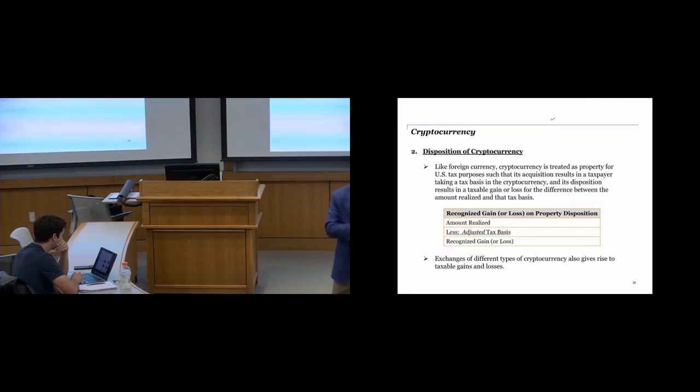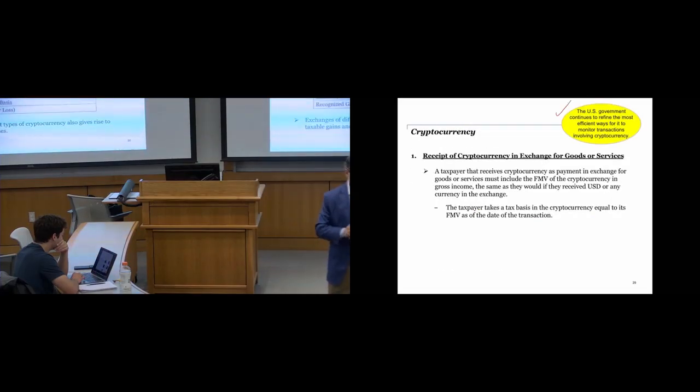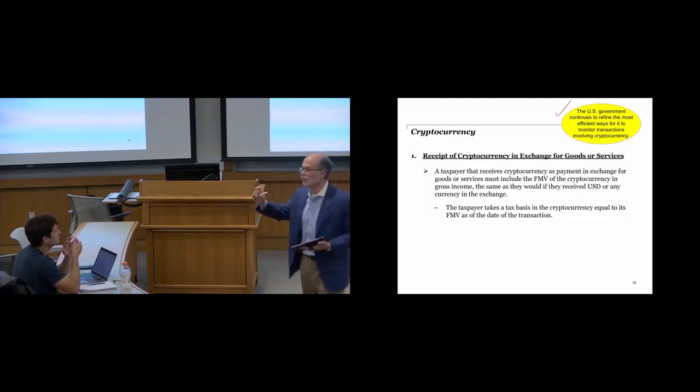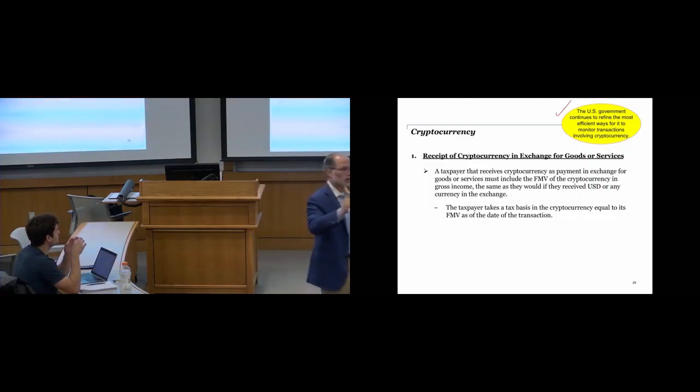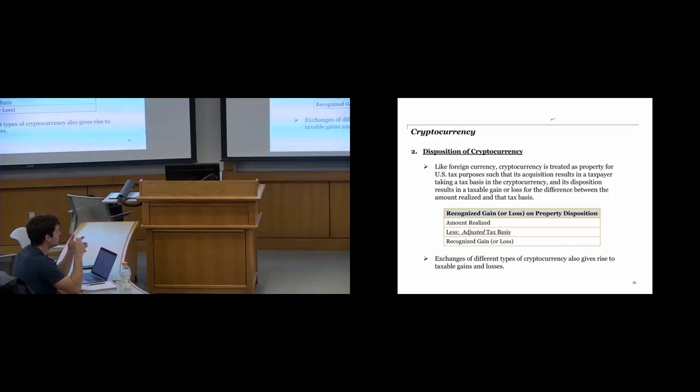And I put up here, just as a reminder, the government is constantly working on ways to try to track crypto transactions. So they're putting a lot of onus on the exchanges that do this and the financial institutions that are involved in this, so that there's reporting involved. So, like foreign currency, cryptocurrency is treated as property. The acquisition results in taking a basis in the crypto, and disposition results in taxable gain or loss for the difference between the amount realized and the tax basis.